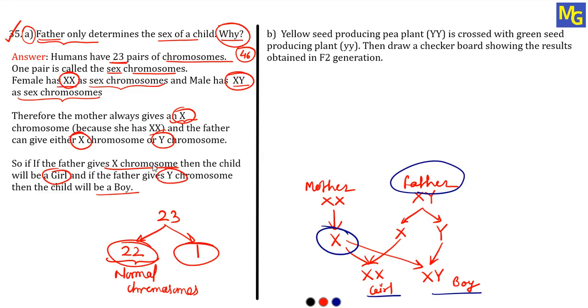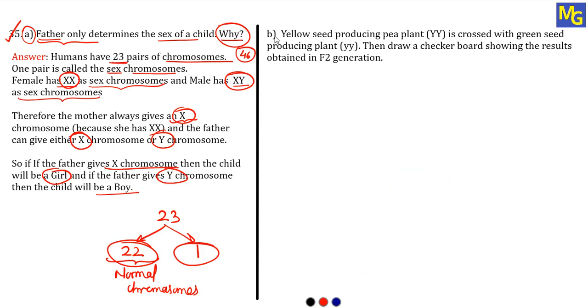Question number 35. Now we will see the sub question, that is B, from the same question. Now we'll see the sub question B. Yellow seed producing pea plant, that is denoted by capital Y, is crossed with green seed producing small y. Then draw a checkerboard showing the results obtained in F2 generation.